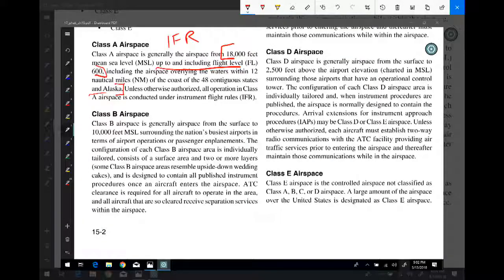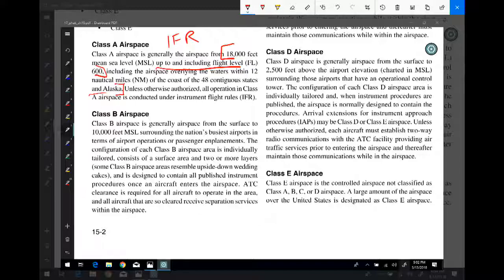So now, Class Bravo. I want you to think big. Class Bravo airspace is going to be that airspace around big airports that are also busy, okay? Big and busy. So when we look at Class Bravo airspace, you're going to see this kind of airspace around Denver, Dallas-Fort Worth, Los Angeles, large airports.